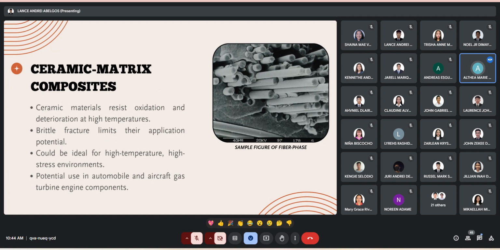Ceramic matrix composites. Ceramic materials resist oxidation and deterioration at high temperatures. Brittle fractures limit their application's potential. They could be ideal for high temperature, high stress environments, with potential use in automobile and aircraft gas turbine engine components.